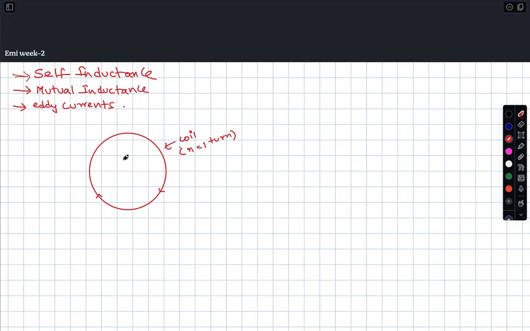Now, as the current passes through this coil, as long as it is steady, there is no issue. Now, what if I increases or decreases? Anyone in the class? What happens when I increase the current or decrease the current? No one is answering.